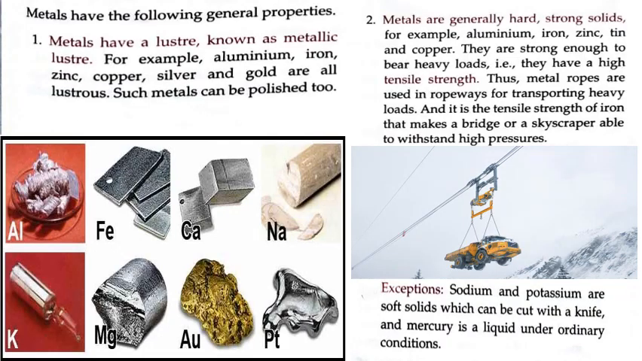Metals have the following general properties. Metals have a luster known as metallic luster. For example, aluminium, iron, zinc, copper, silver and gold are all lustrous. Such metals can be polished too. Luster means they appear very shiny and sparkly. Their appearance is very shiny. So it is very lustrous.